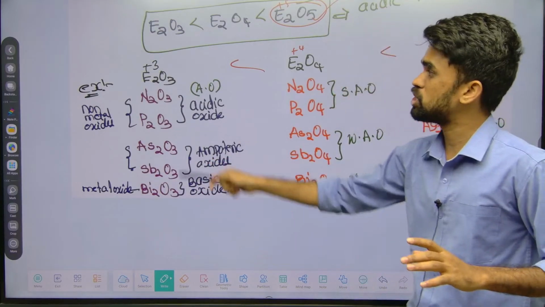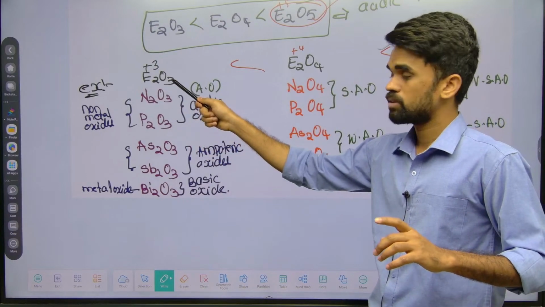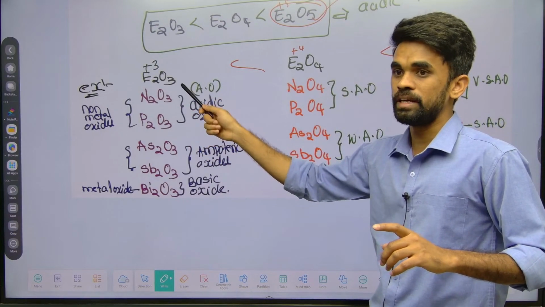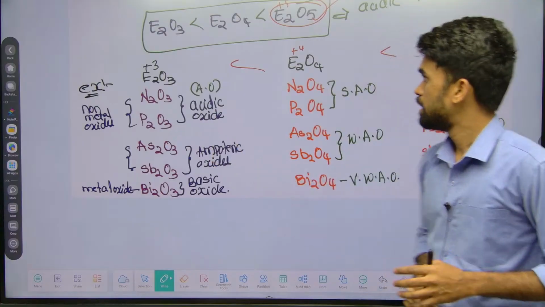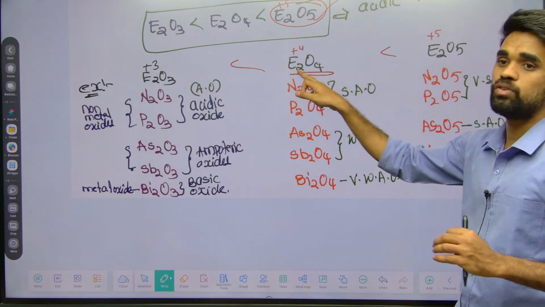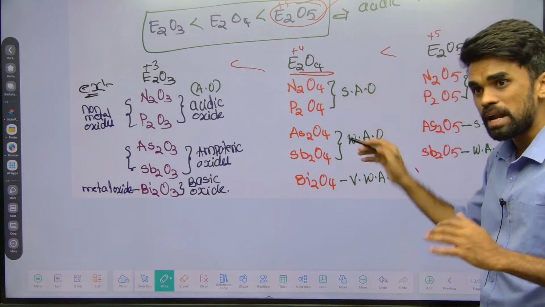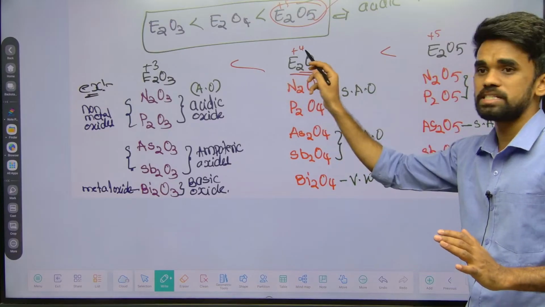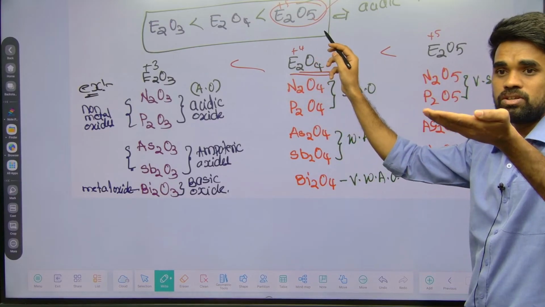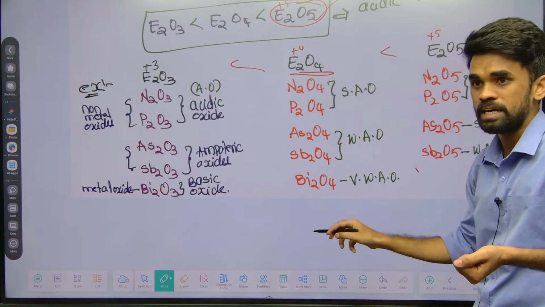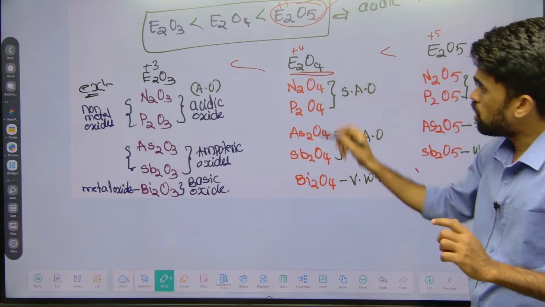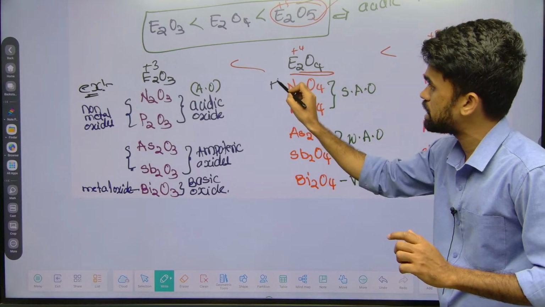Okay. For which type of oxide is it? E2O3, like N2O3, P2O3 type oxides. Next one, E2O4 type, all of them are acidic, because as the oxidation state increases, the acidic nature also increases. All of them are acidic. Now all of them have +4 oxidation states only.